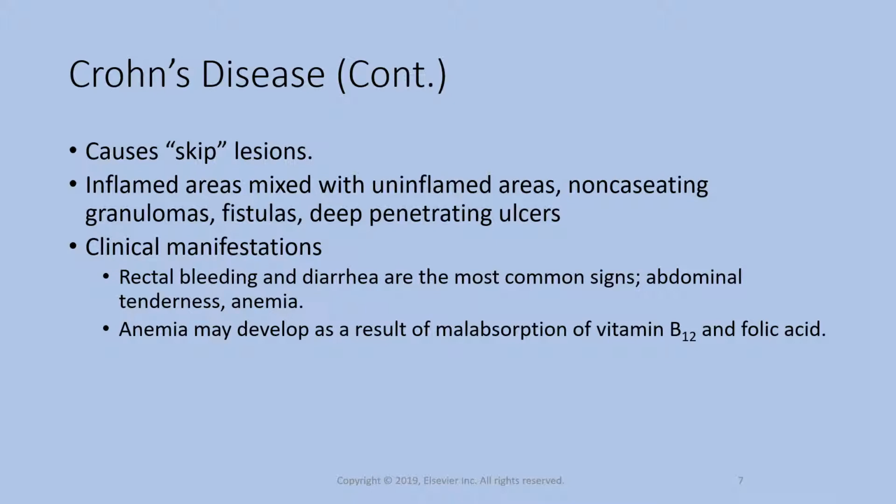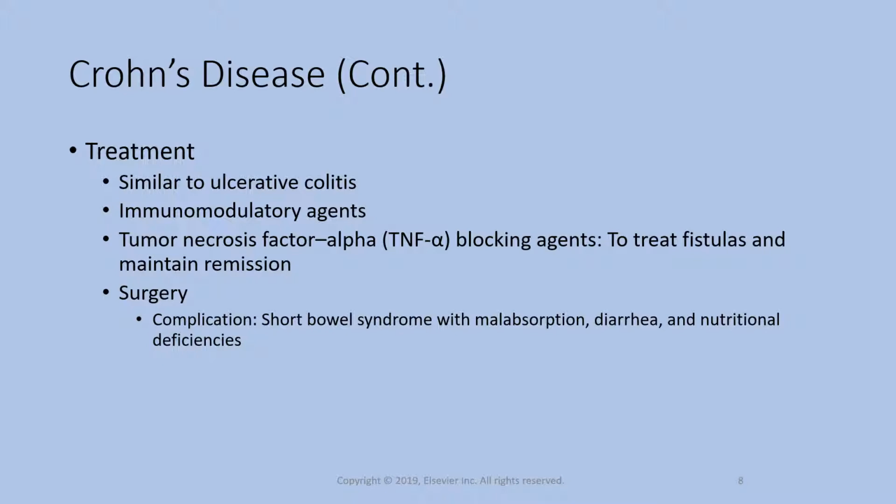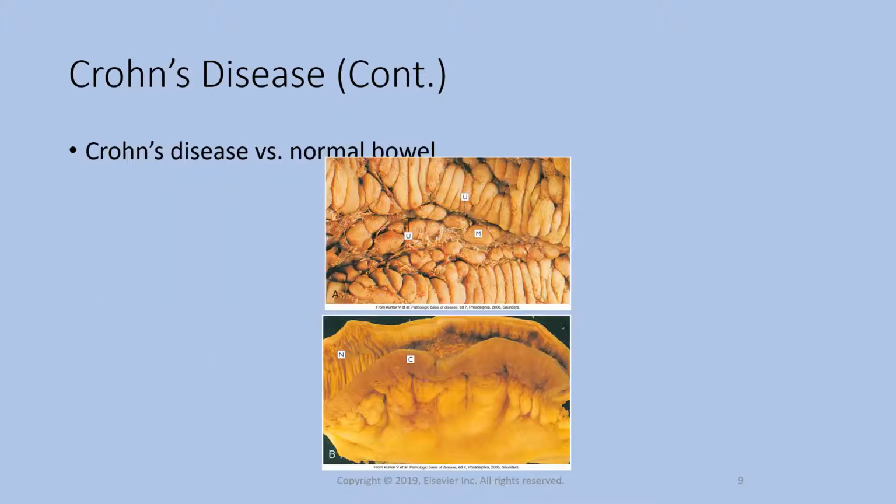Fistulas, deep penetrating ulcers, can make patients quite sick. They have rectal bleeding and diarrhea. The most common sign is abdominal tenderness because of the fistulas. Anemia may result from malabsorption of B12 and folic acid. Treatment is similar to ulcerative colitis: immunosuppressive agents, and tumor necrosis factor blockers to treat fistulas. Surgery is complicated by short bowel syndrome, and malabsorption is very difficult to manage.